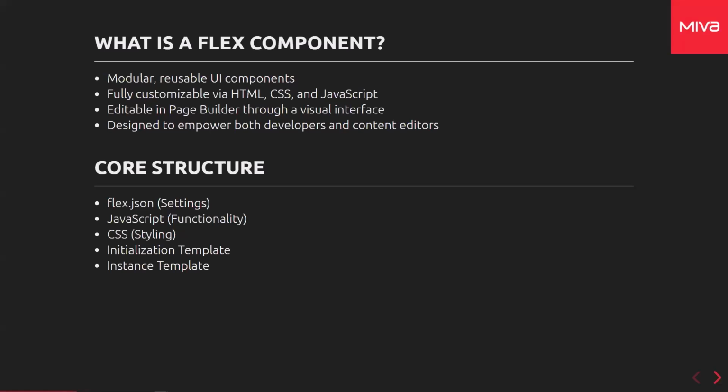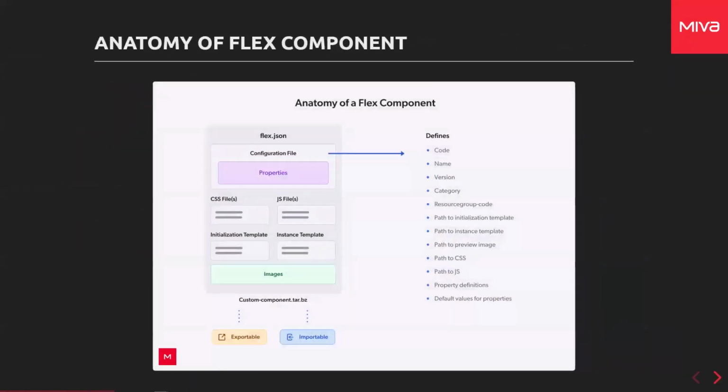So let's take a look at the anatomy of a Flex component. Every Flex component will be made up of 5 core parts. You can see right here. First, you have the flex.json file. This is the heart of the component's configuration fields. It defines the fields that show up in Page Builder when someone selects the component to add to the page. So for example, you might define a field for a heading or an image or a call to action button or even a background color.